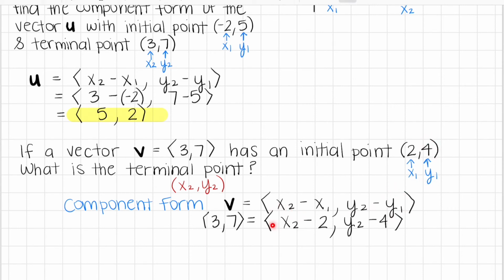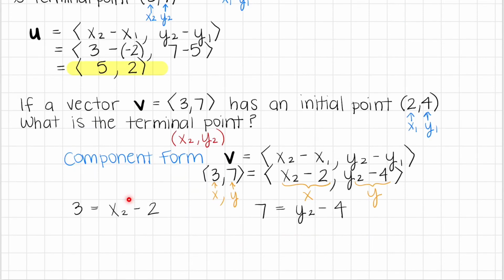So to solve for this x2 and y2, we're going to set all our x's equal to each other and all our y's equal to each other. On the left here, our x is 3 and our y is 7. And on the right, our x's are x2 minus 2 and our y's are y2 minus 4. So let's start with our x's. We'll write 3 equals x2 minus 2. And let's do the same thing for the y's. So we have 7 equals y2 minus 4.